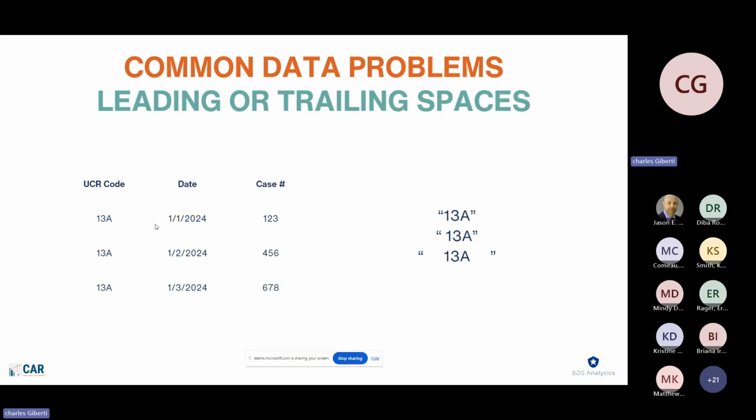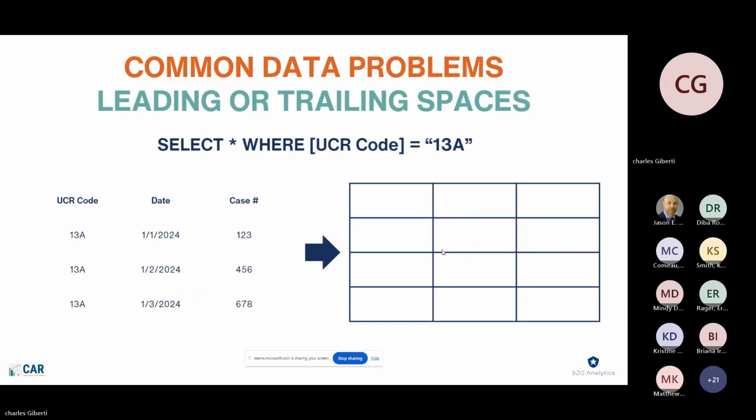Well, you had to click on the actual cells to see that those actually weren't three 13As. One was a 13A, but the second one was a 13A with a space on the front of it. And the other one was a 13A with a bunch of spaces on the front and the end. I've run into this so many times, and my visualization tool wasn't counting all of these as 13As because technically speaking, they weren't.